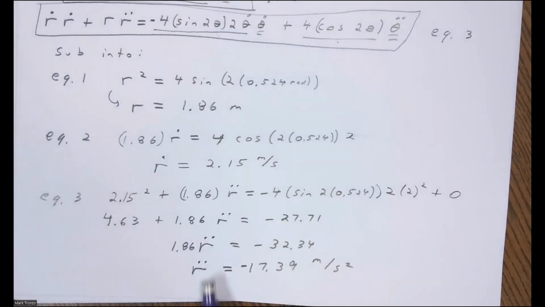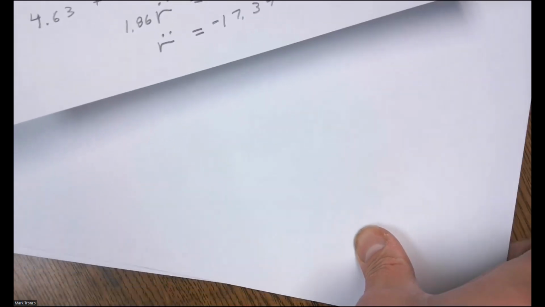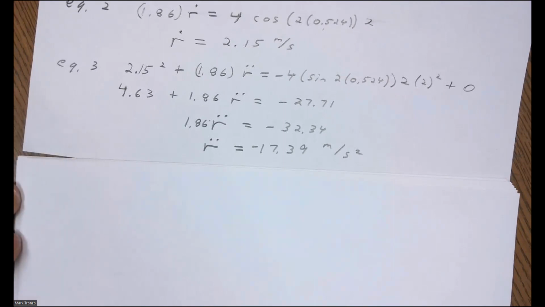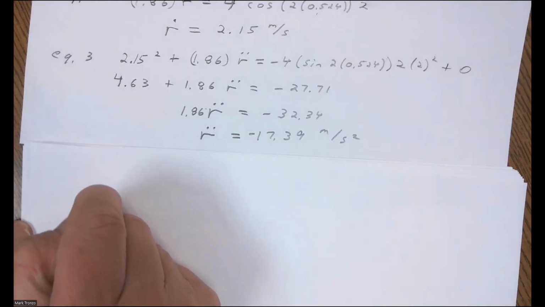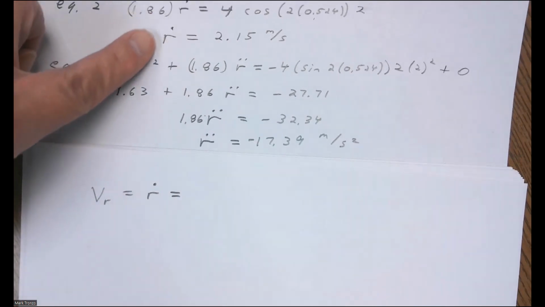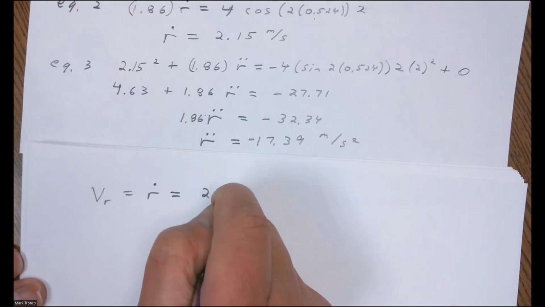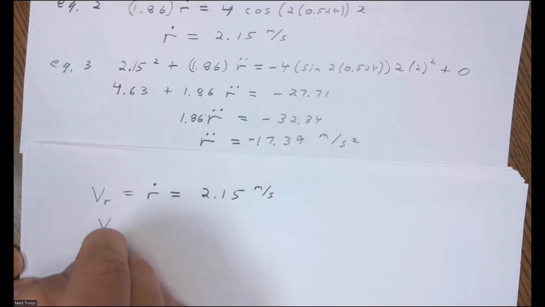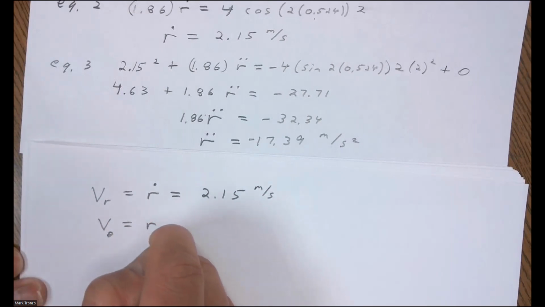So we have all the main stuff that we needed. So let's calculate some things. So we can find our v r is going to be r dot. And we calculated r dot up here. That's going to be 2.15 meters per second.